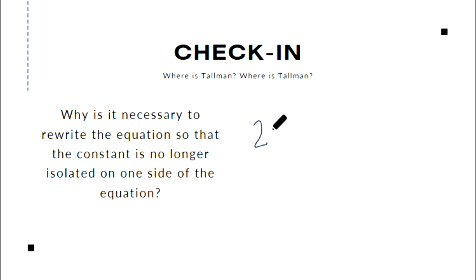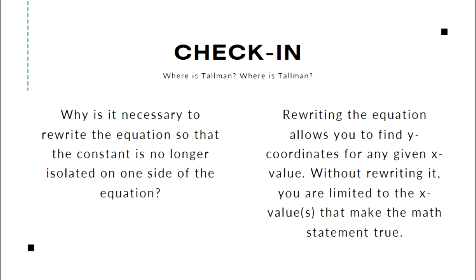Why can't we leave it as 2x equals 1? Why can't we leave it like that? Rewriting the equation allows you to find y coordinates for any given x value. Without rewriting it, you are limited to the x values that make the math statement true. You cannot find y when the constant is by itself on one side of the equation.